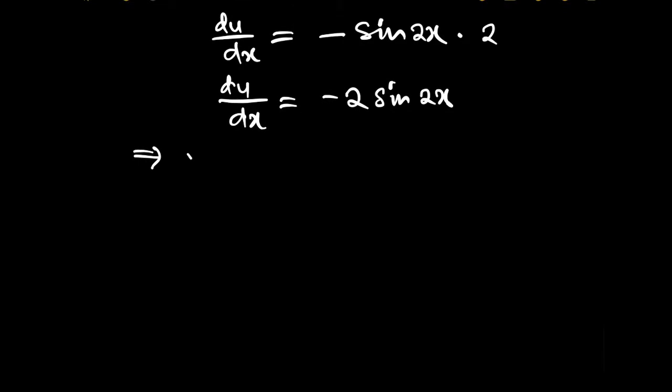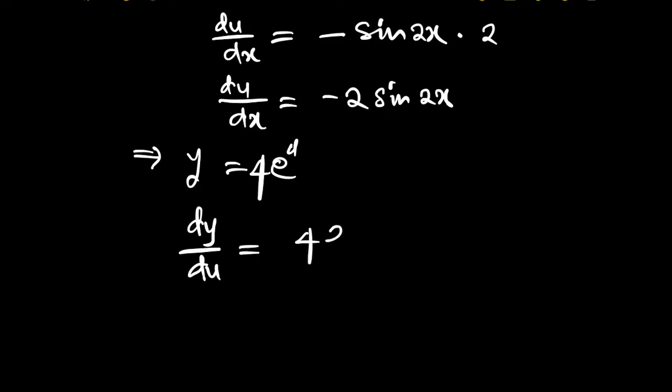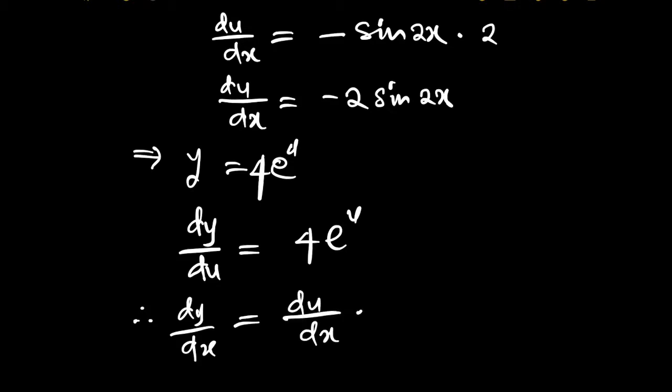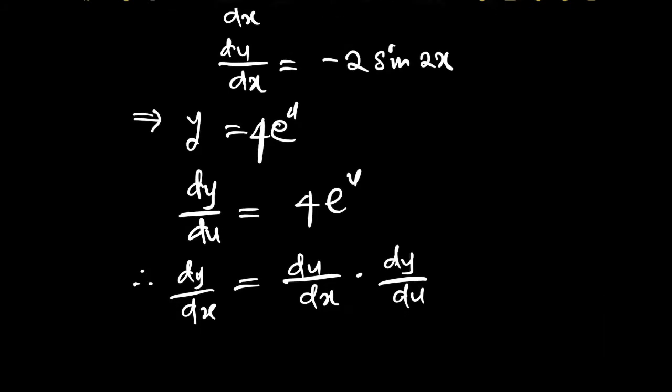This implies that y becomes 4 exponential u. dy/du becomes 4 exponential u. Each time we differentiate exponential function, we have the exponential function back. It doesn't change. Therefore, dy/dx becomes du/dx dot dy/du.